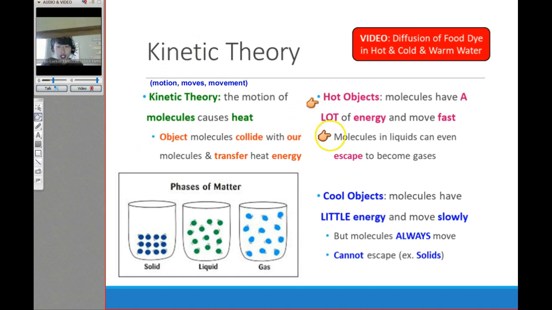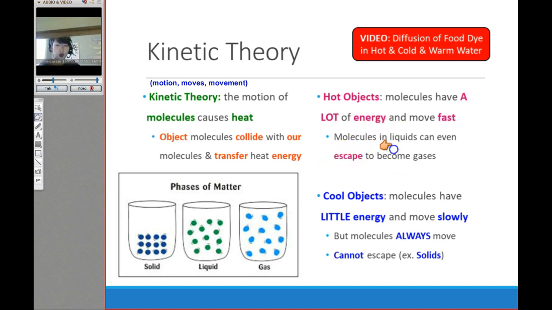So hot objects, what this means is hot objects have a lot of energy, and so they move very, very fast. A way to remember it is when you are working out really hard with lots of energy, you're going to feel hotter. In the same way, with hot objects, the molecules are running around, sprinting around, and sometimes they can move so fast that they can actually escape to become gases.